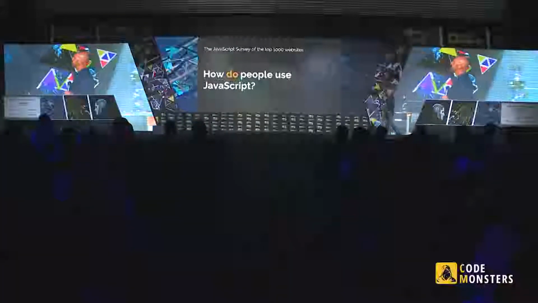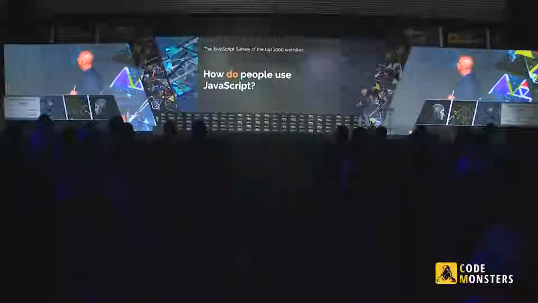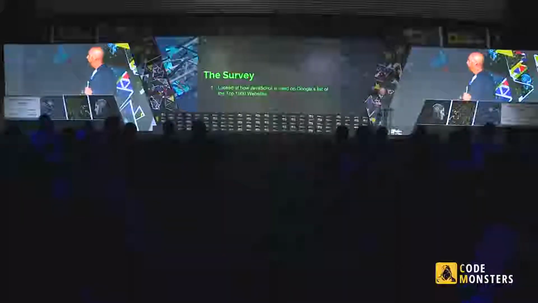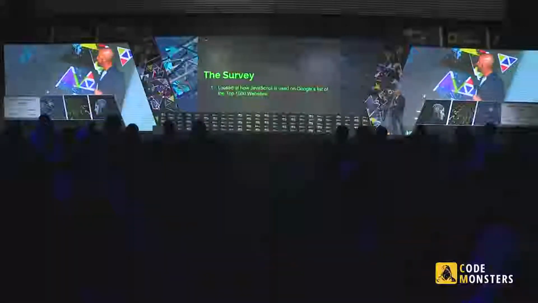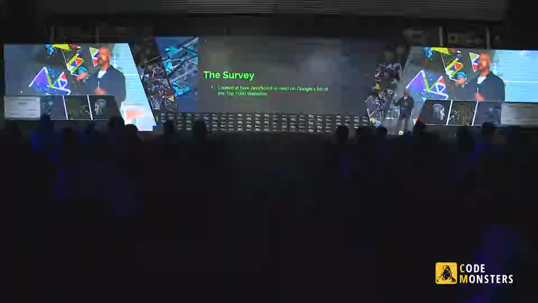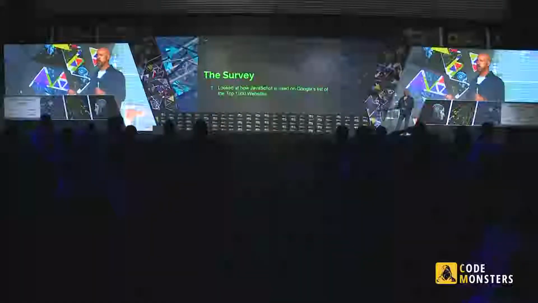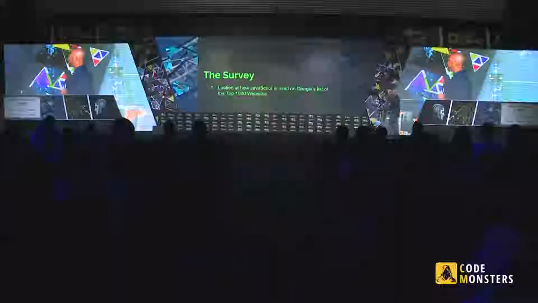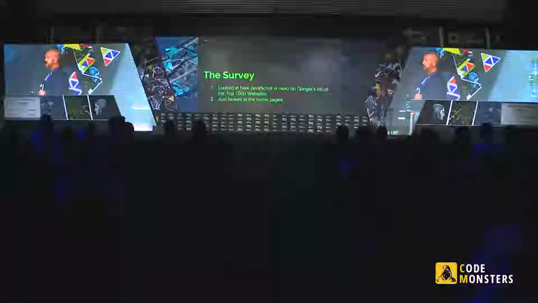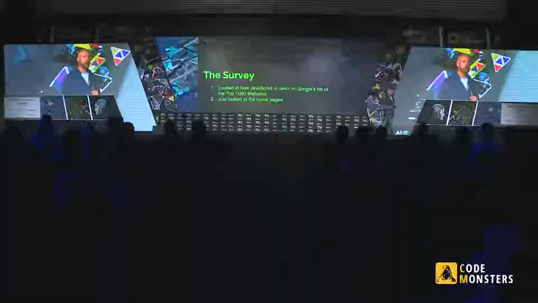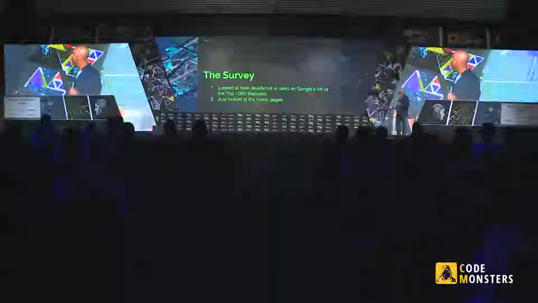Okay, so I did a survey of 1,000 websites to see just how people are using JavaScript. What I did is I looked at Google's list of top 1,000 websites. I don't know what their criteria was. I don't know if it was the most searched for or if it shows up in their analytics. I have no idea. But the list looked pretty representative to me. And I just looked at the home pages. I didn't go any further than that. Maybe someday I will, and I suspect it would uncover other things.